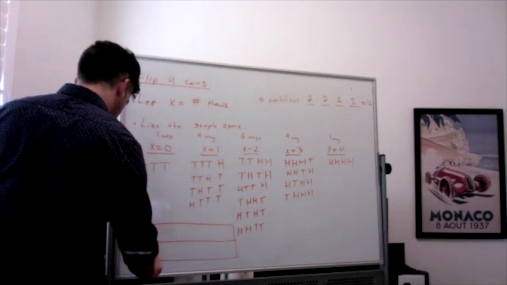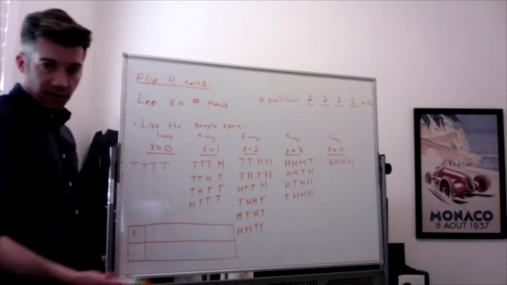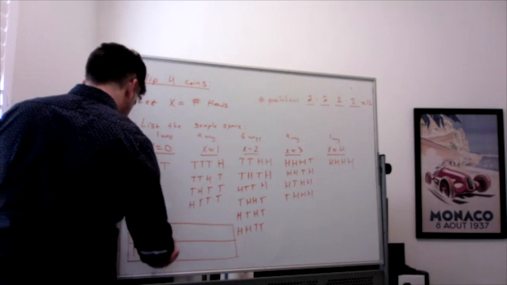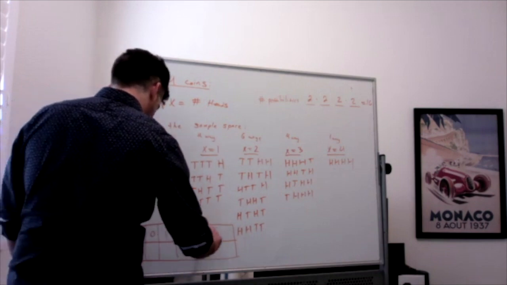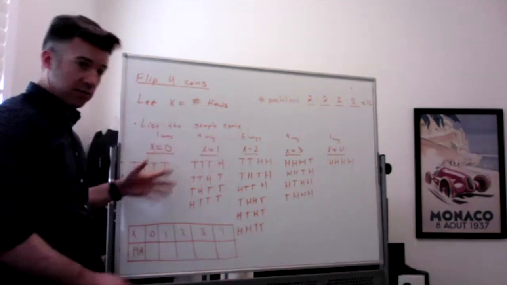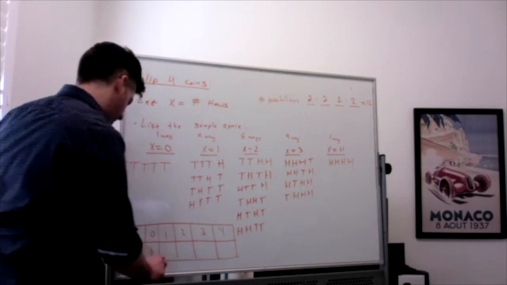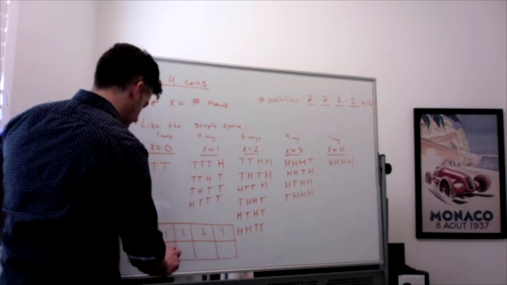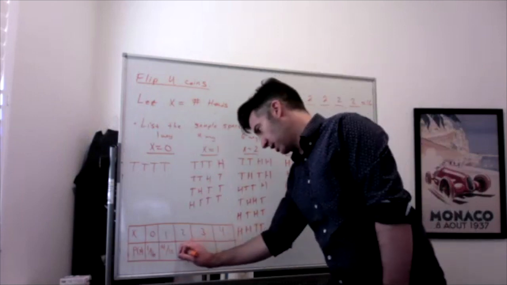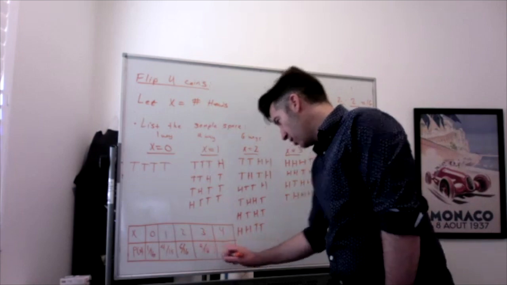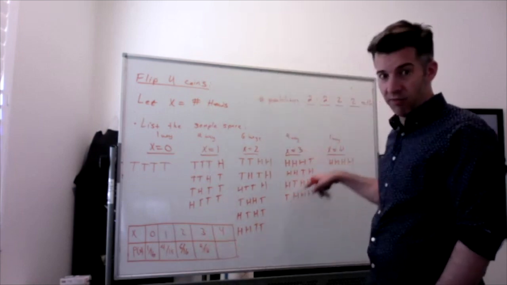So in the top column, we have the values of x, and in the bottom column, we have the probability of x. So x could be 0, 1, 2, 3, or 4. And the probability of getting a 0 is 1 in 16. The probability of getting 1 head is 4 in 16, which, yes, I know you could reduce to 1/4. The probability of getting 2 heads is 6 in 16. The probability of getting 3 heads is 4 out of 16, and 4 heads is 1 out of 16.